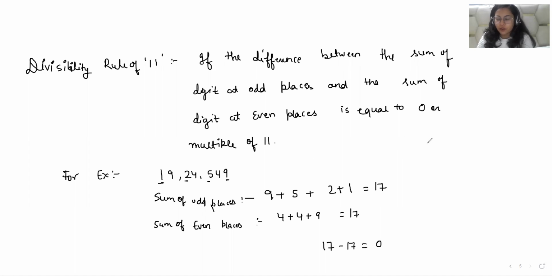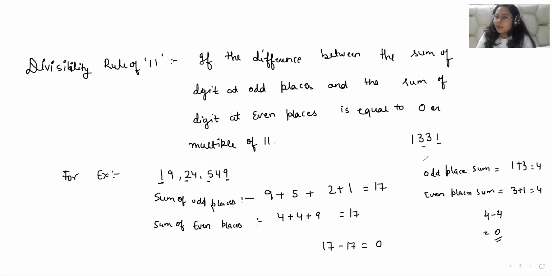We'll discuss one more example on the divisibility rule of 11. Suppose 1331. Odd places, sum is 1 plus 3, that is 4. Even places, sum is also 3 plus 1, that is 4. The difference is 0. That means this number is also completely divisible by 11.